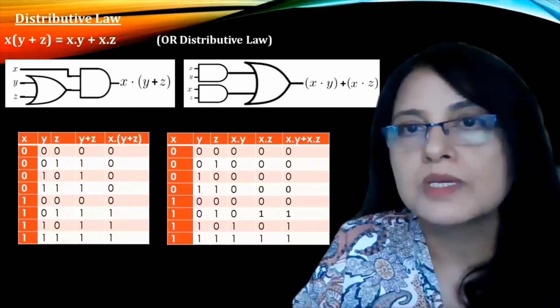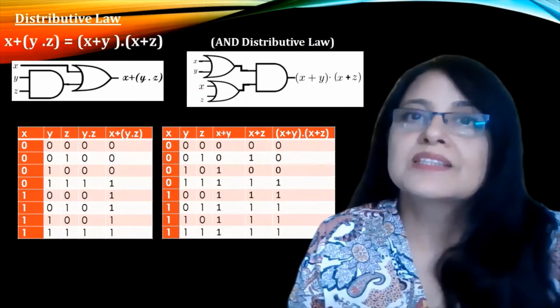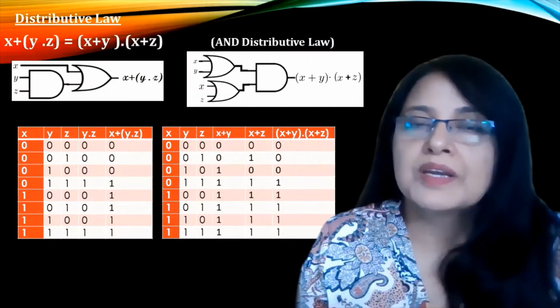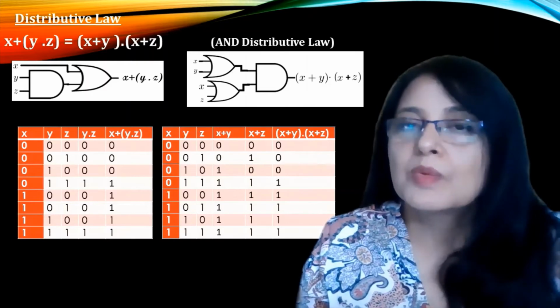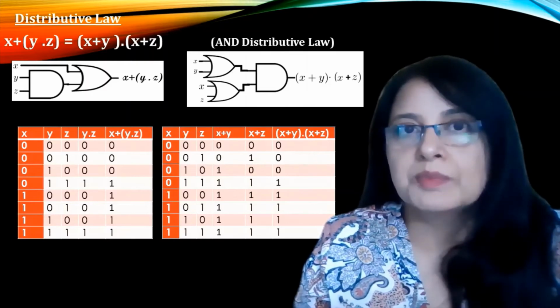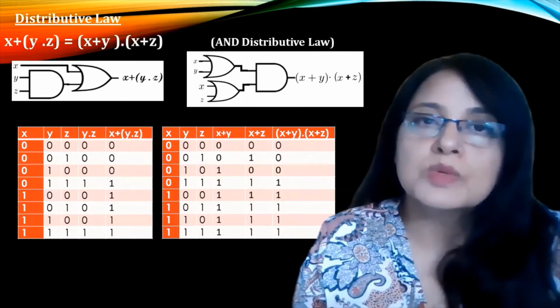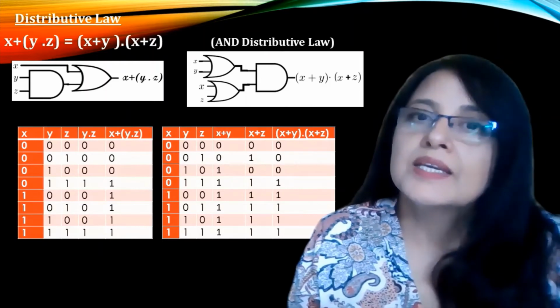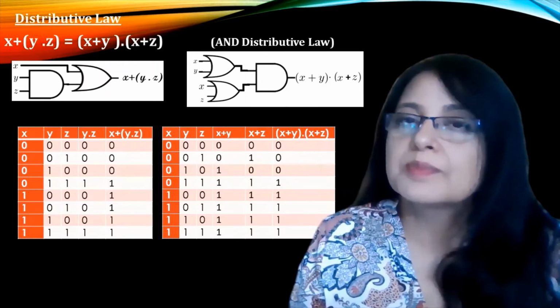We now look at the OR distributive law, where we have X plus (Y dot Z) in brackets, which will be equal to (X plus Y) in brackets dot (X plus Z).